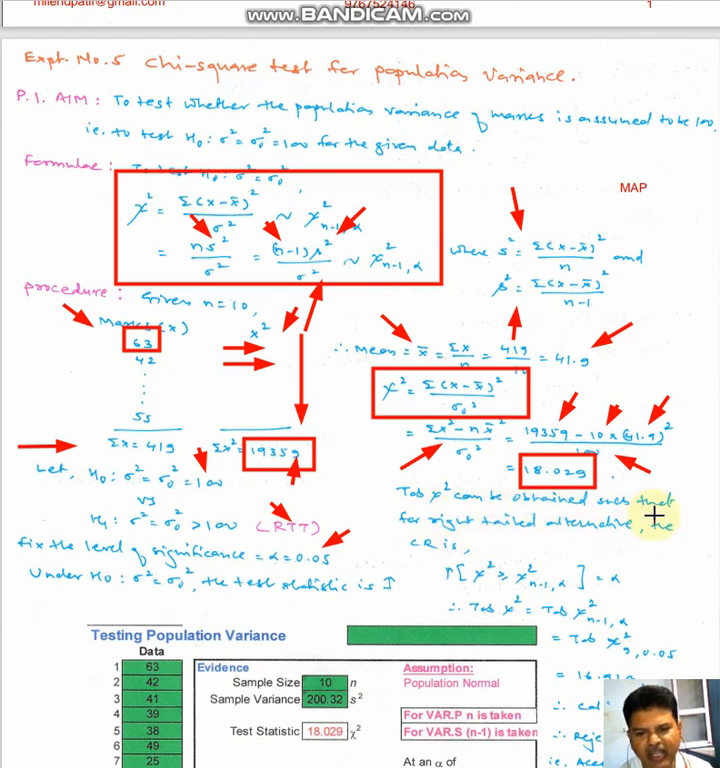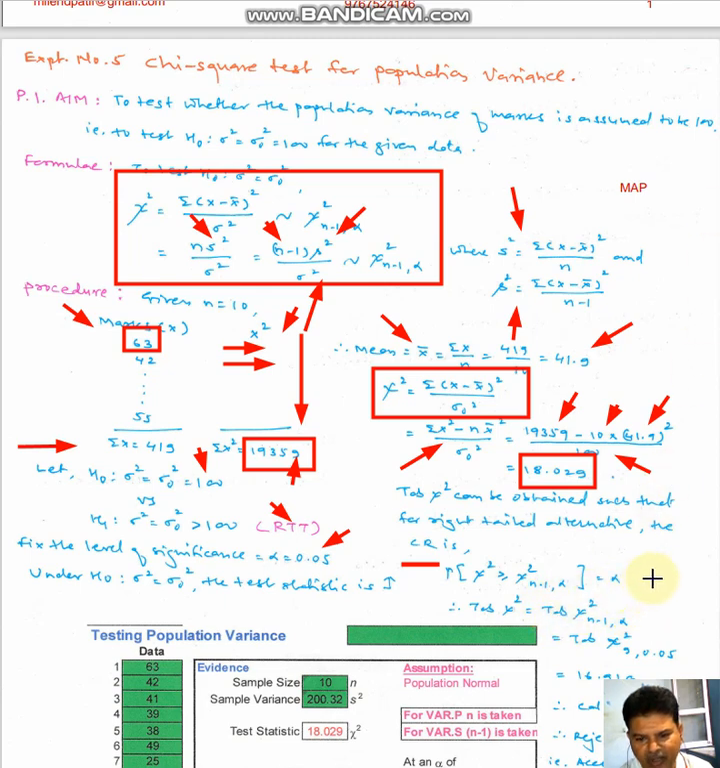Table chi-square can be obtained such that for a right-tailed alternative, this is the critical region. So the probability of chi-square greater than or equal to chi-square n minus 1 alpha equals alpha. What is the value of table chi-square? So table chi-square is this value.